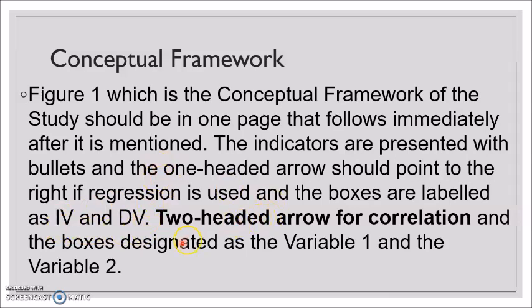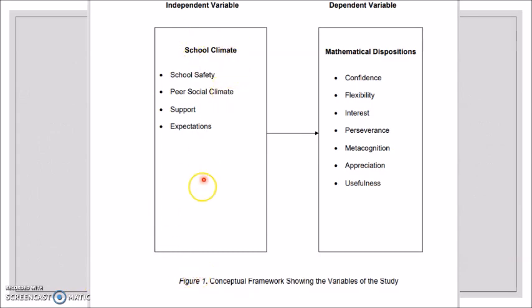However, sa atin, sa inyo, you are going to use two-headed arrow because the study is on correlation, using a correlational research design. And the boxes designated as the variable 1 or variable A and the variable B or variable 2. Example, ito yung nasa may test of influence, no? Yung gumagamit ng regression. So, independent variable, dependent variable. This is the box, okay, rectangular box, one arrow, one arrowhead, and then naka-bullets yung indicators. These are your variables, ayan.